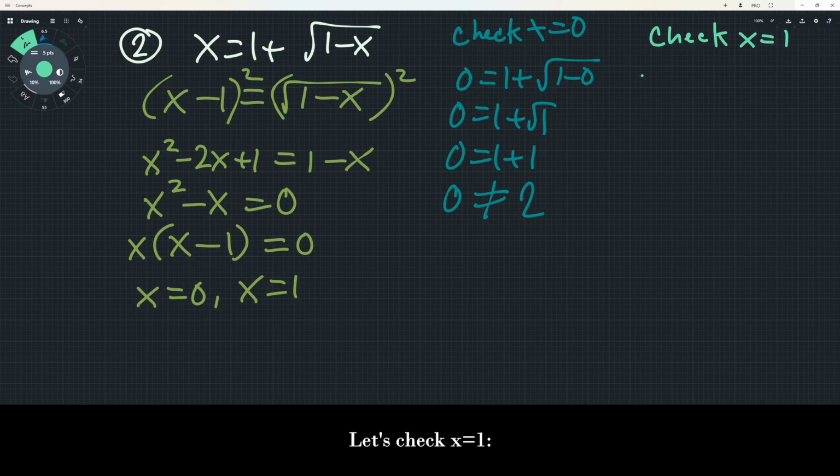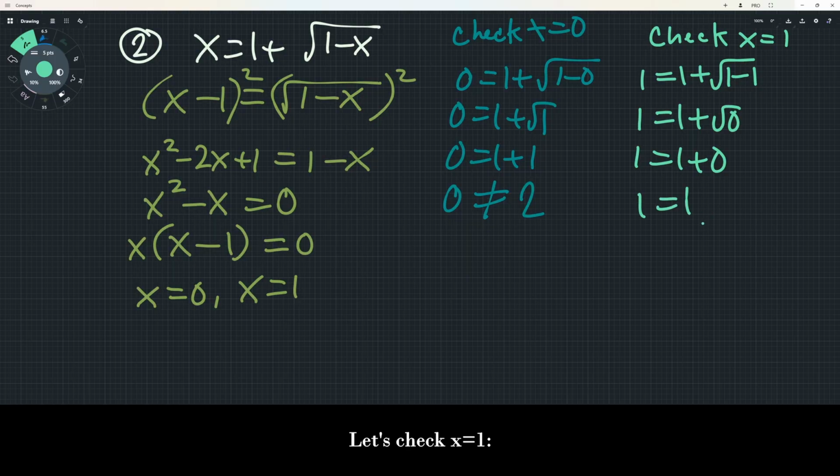Plugging 1 in, we get 1 equals 1 plus the square root of 1 plus 1. 1 minus 1 becomes 1 equals 1 plus square root of 0. 1 equals 1 plus 0. 1 equals 1. So our only solution is x equals 1.